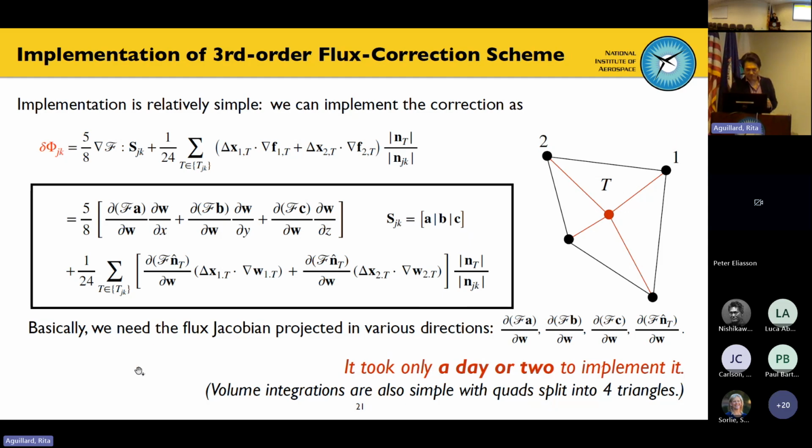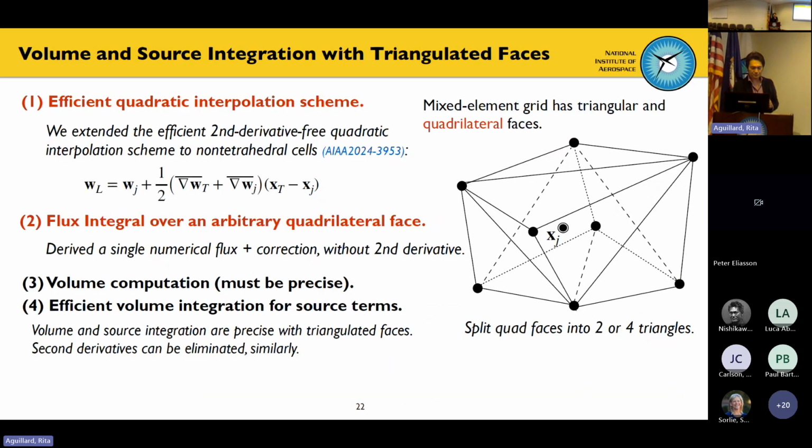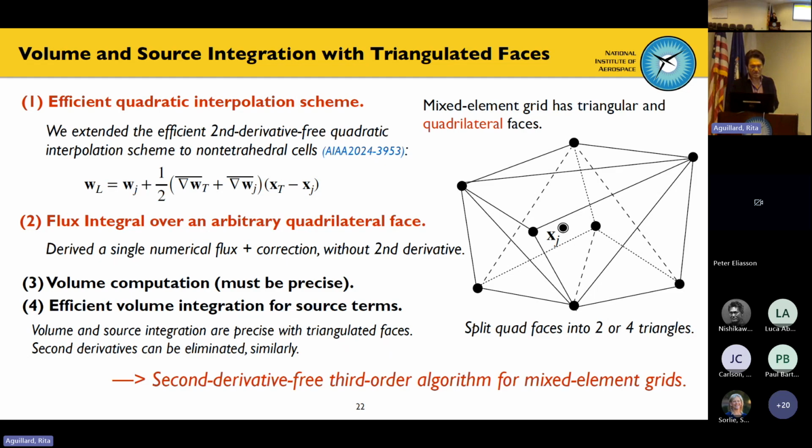Okay. And the volume integrations are simple with the quad split into four triangles. So I had this single numerical flux plus correction, again, without second derivatives. And the volume integration of source terms can be integrated precisely because now we have, this is a two split, but we have four split also. So when you split the quad, the volume is clearly defined and you can integrate it. So again, second derivative free, third order algorithm for mixed element grids.